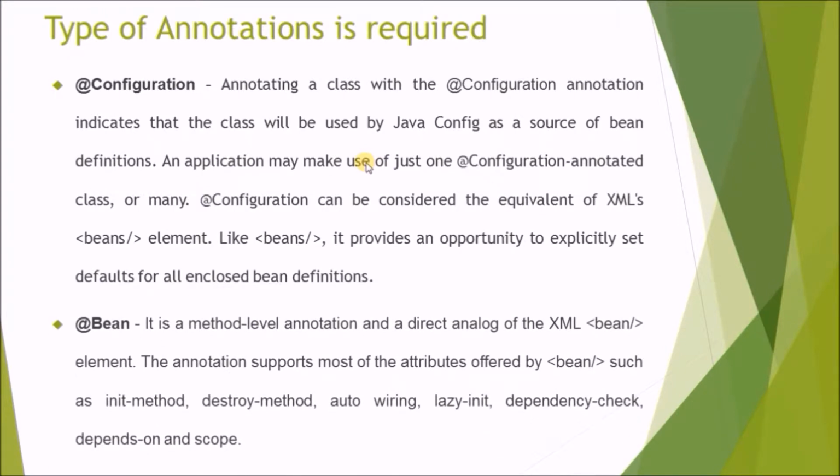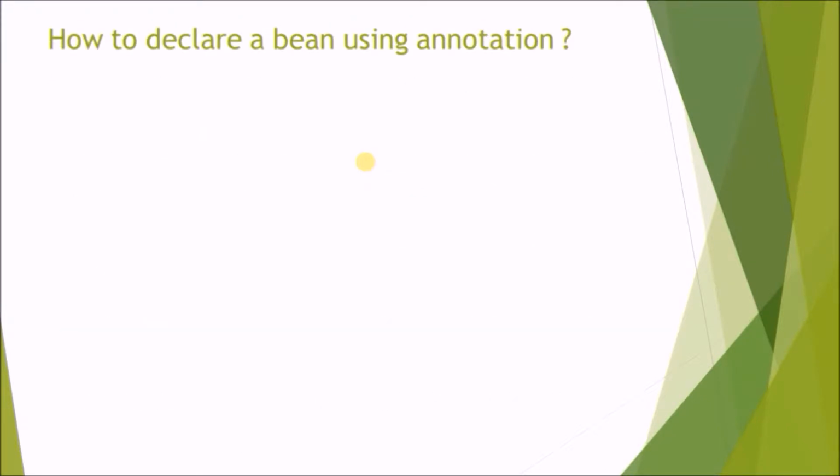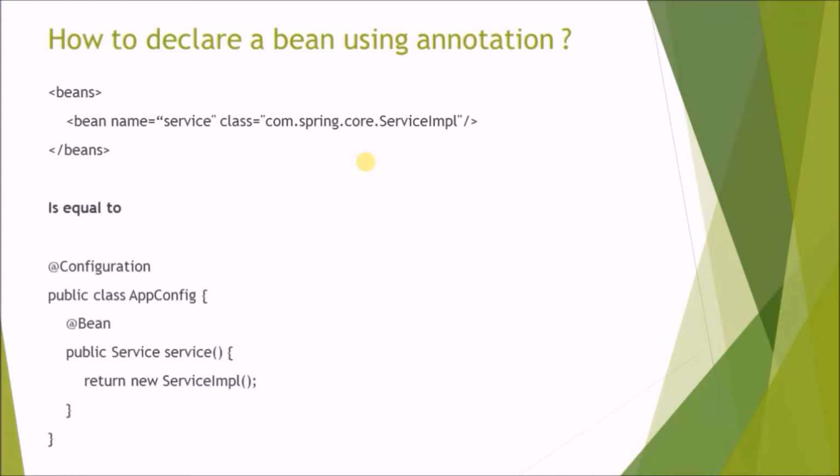Bean. It is a method-level annotation and a direct analog of the XML bean element. The annotation supports most of the attributes offered by beans, such as init method, destroy method, autowiring, lazy init, dependency check, depends on, and scope. How to declare a bean using annotation. As we saw in the previous video, we declared a bean in the beans XML file. The same way we can do the same thing: first we need to annotate the class as a configuration, and then whichever method is creating an object, annotate that method as bean.